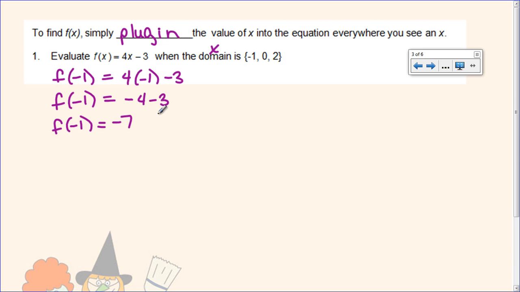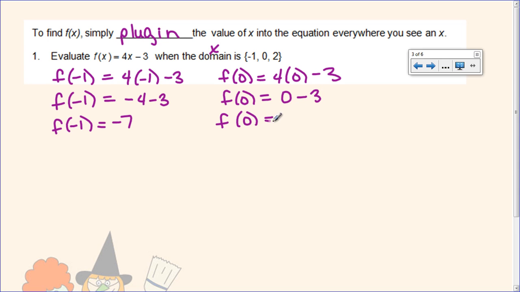So now we're going to do that again. We're going to repeat this process, but now we're going to find it when x is 0. So now we want to find f of 0. I have replaced my x with 0 this time. So I'm going to evaluate. The function value at 0 is going to be, well, 4 times 0 is 0 minus 3. So the function value at 0 is -3.